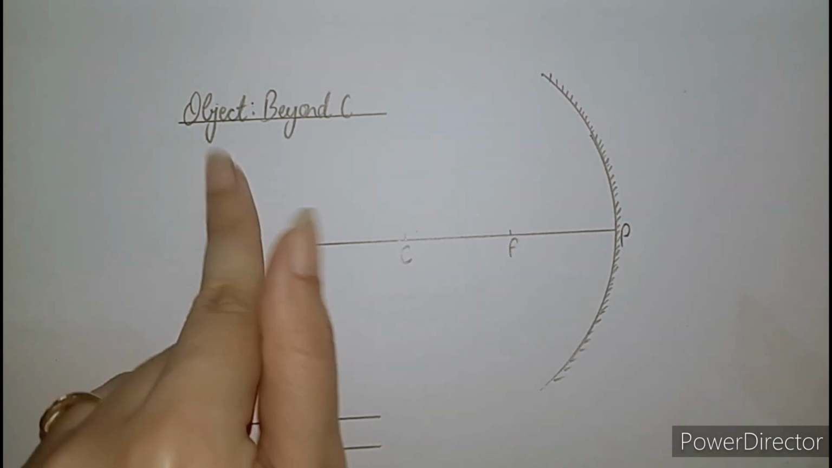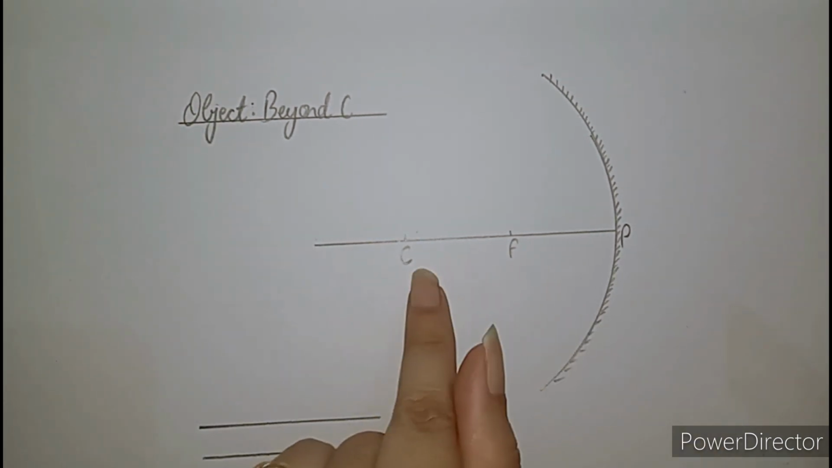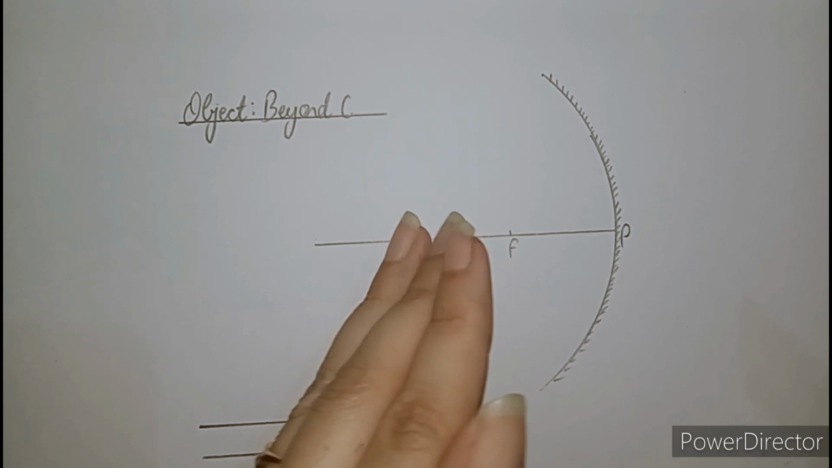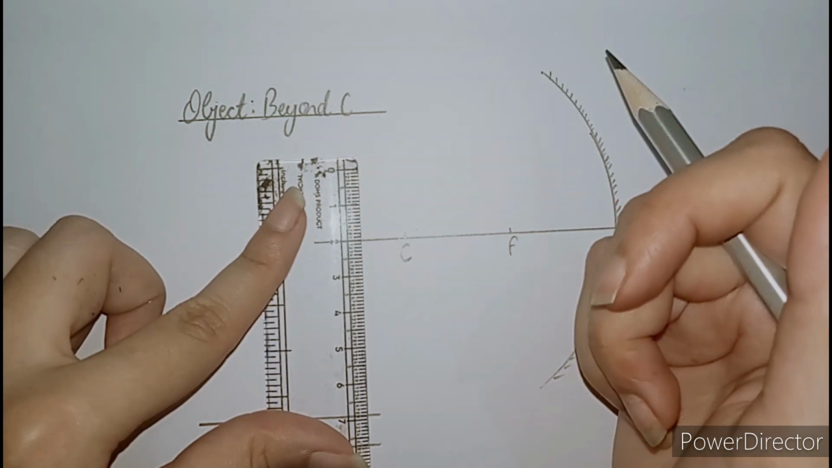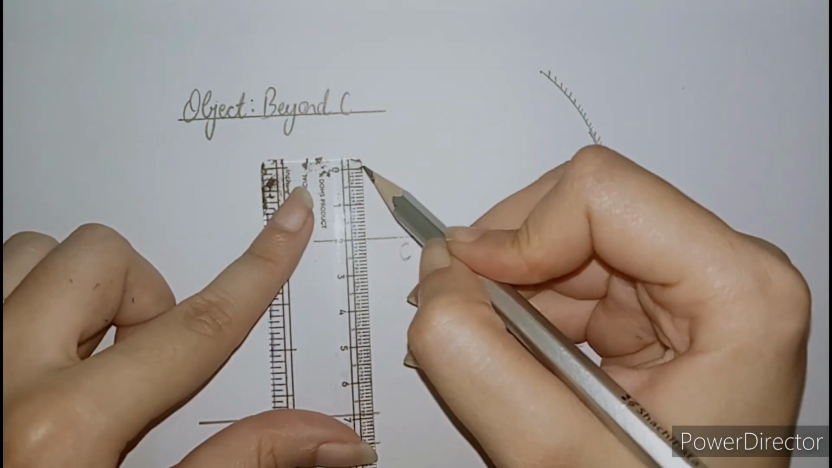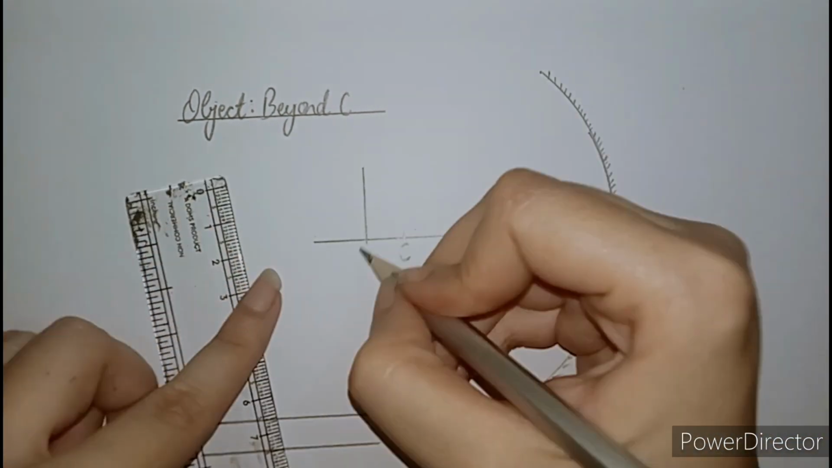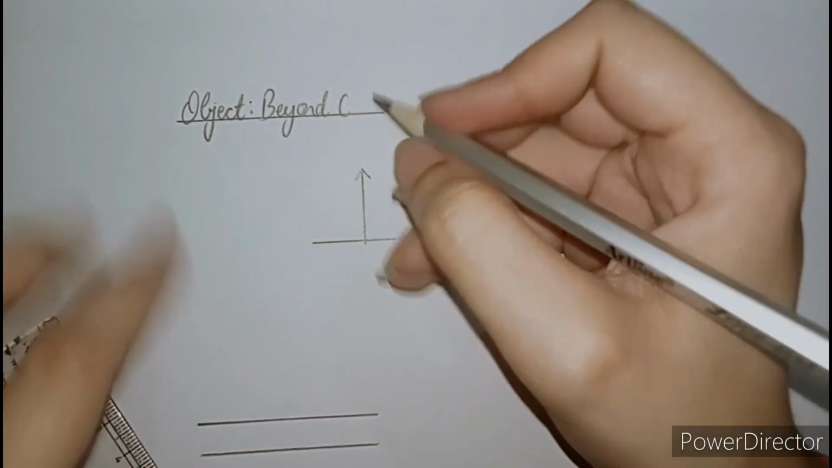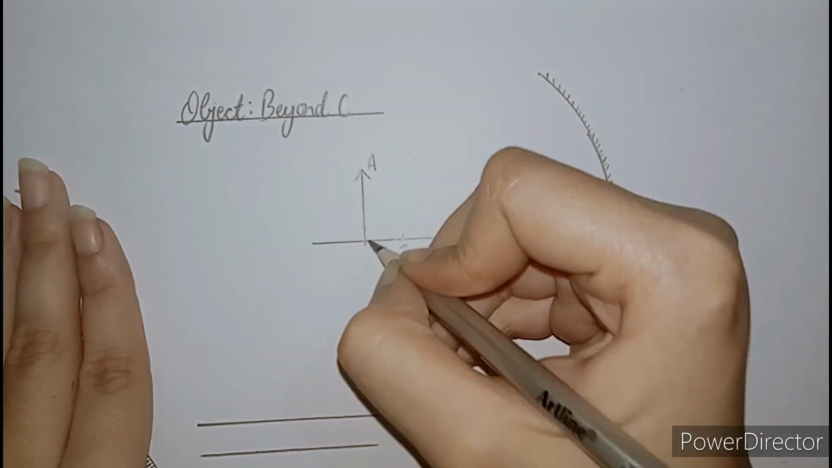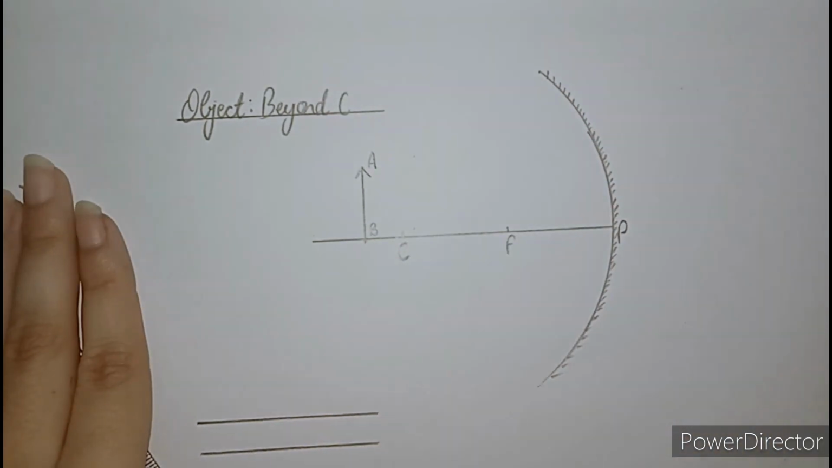So the second ray diagram is when the object is beyond C. This is the center of curvature. I have to take the object somewhere beyond C. So for my convenience, I am taking my object to be near about 2 centimeter. You can take it as per your convenience. This is my object and I have named it A, B. We need to name the object always.